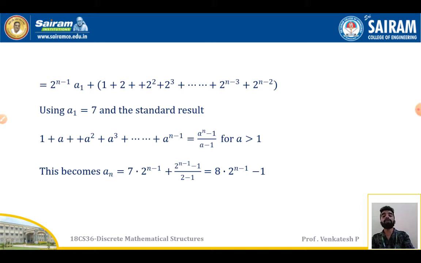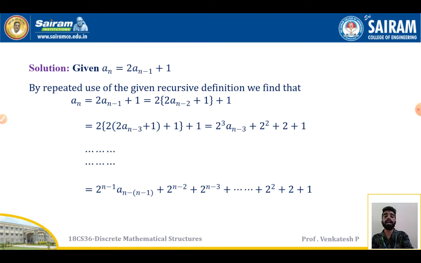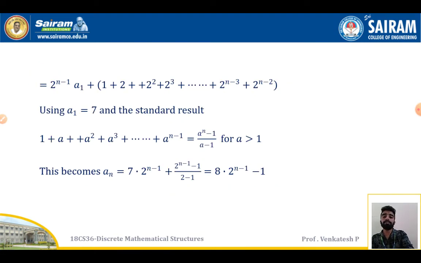Now by using a1 = 7 and the standard result for 1 + a + a square + a cube and so on, I get (a^n - 1)/(a - 1), valid only if a is greater than 1. So now I am going to incorporate a1 = 7 and this sequence sum in the above equation. I get a_n = 7 into 2^{n-1}, plus, since here I have 2 in the place of a, I replace a with 2.